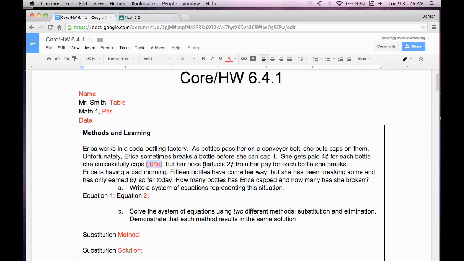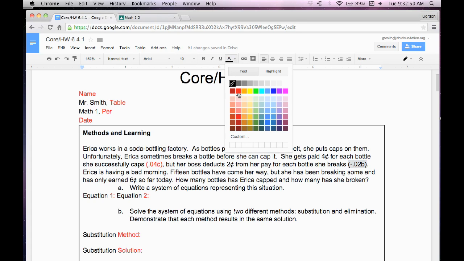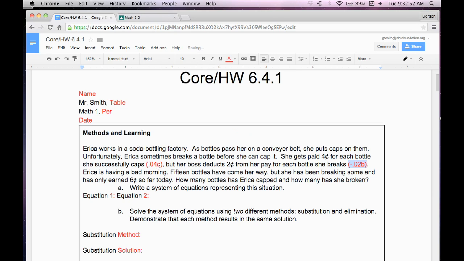But her boss deducts. Does that sound good or bad? That sounds bad, right? It's like her boss takes 2 cents from her pay for each bottle she breaks. So if she breaks a bottle, she gets negative 0.02 for every one that she breaks. So that's how we're going to write that little expression. And the ability to write those expressions, that's the tricky part. Every time she caps one, she gets 4 cents. But every time she breaks one, she loses 2 cents. So 2 cents times the number she breaks, and 4 cents times the number she caps.